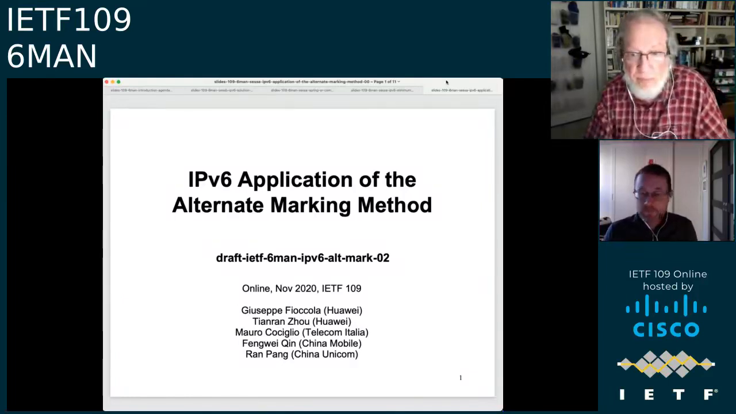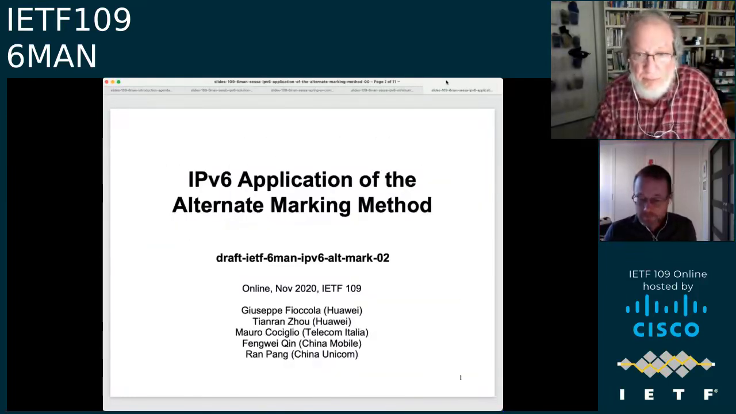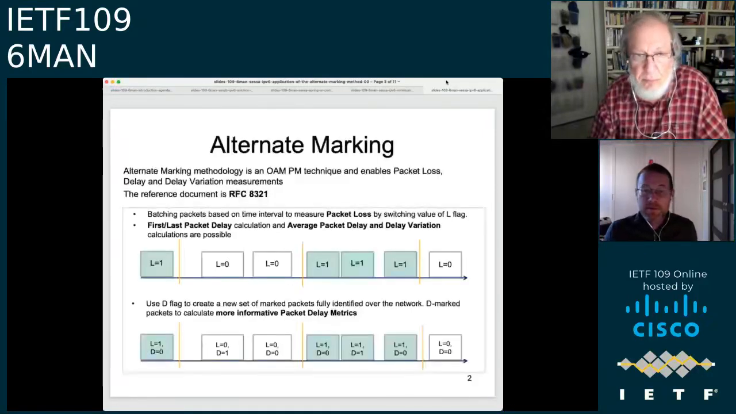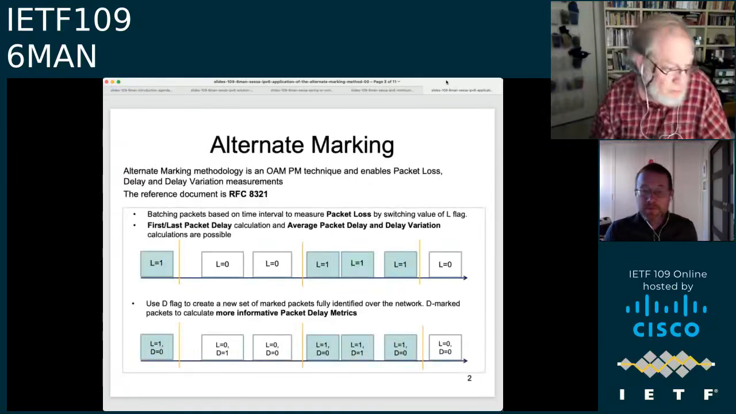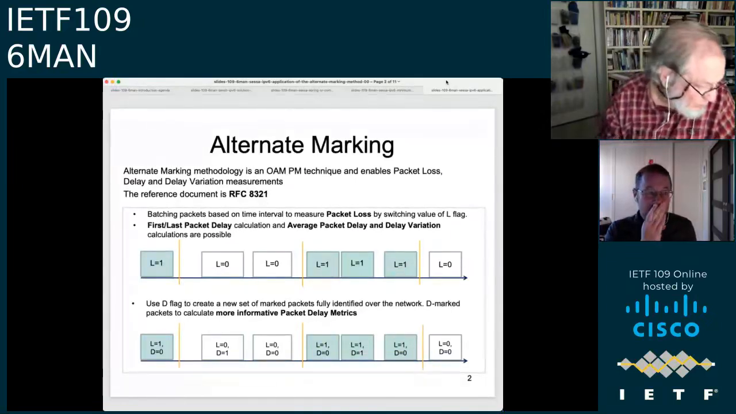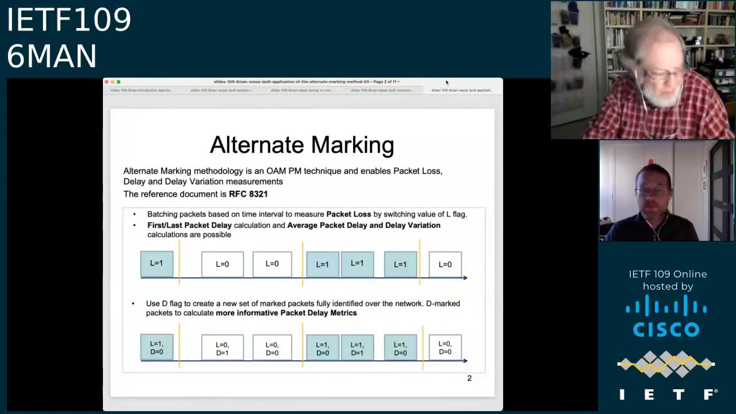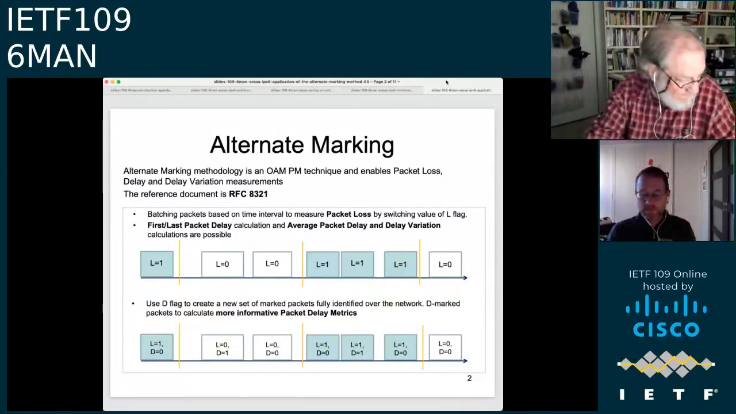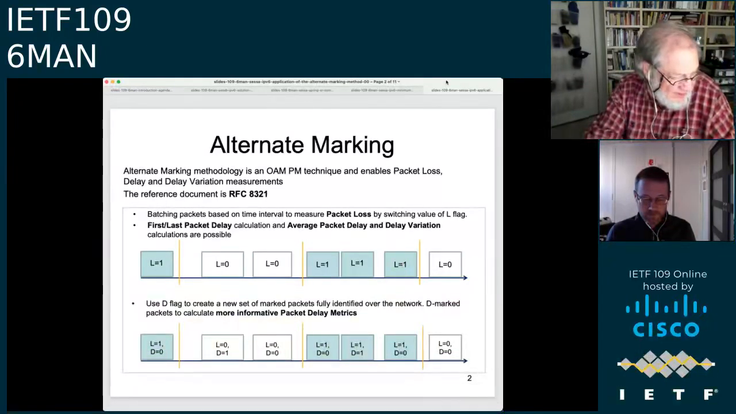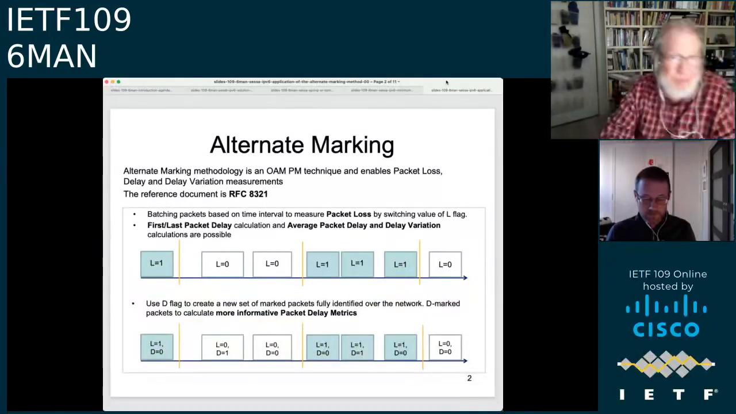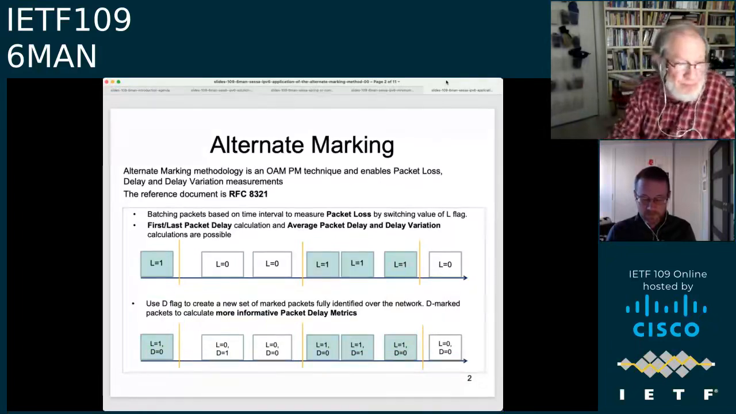Hello, everybody. This is an update about our draft on application of alternate marking. So next slide. Yeah, just a quick recap regarding the methodology for whom is not very familiar with this kind of methodology. So alternate marking allows a passive performance measurement technique to measure packet loss, delay and delay variation. The reference document is RFC 8321.